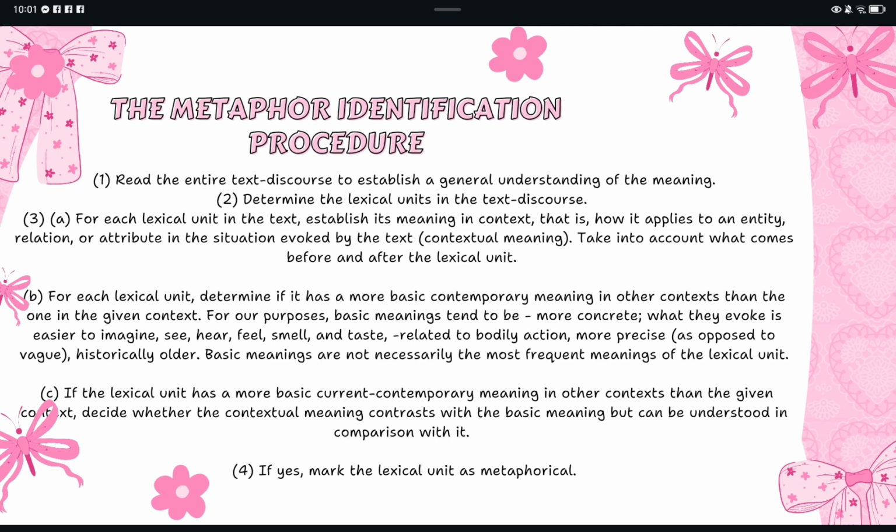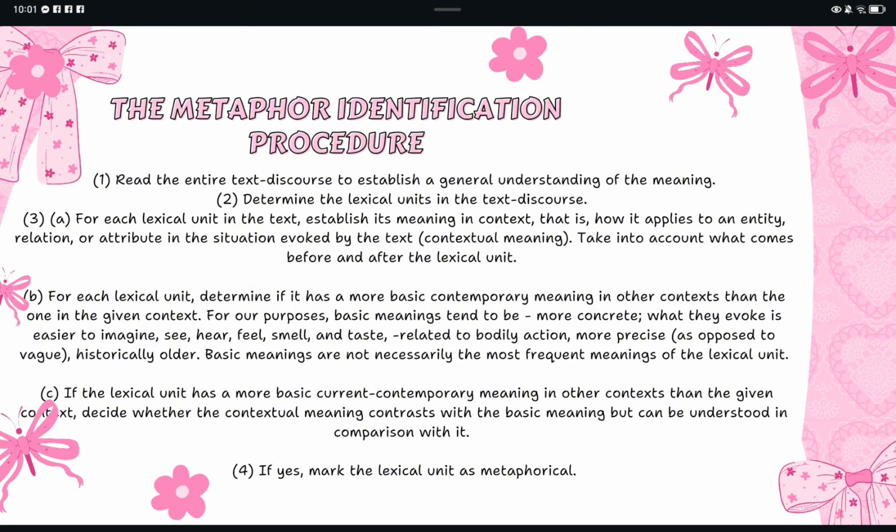It gives you a holistic view of the author's intended meaning and context, and also helps identify the main topic and theme. Understanding the core message helps you interpret the language choices. Second is determine the lexical units in the text or discourse. So it means breaking the text into individual words and phrases, as these are the building blocks of language, and also focus on words that might have multiple meanings or connotations. These are potential candidates for metaphorical usage.